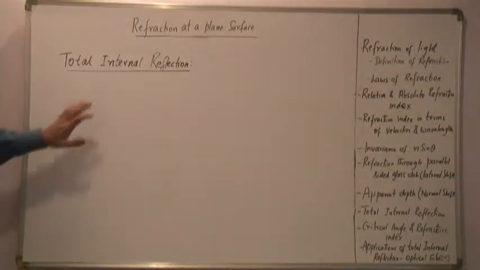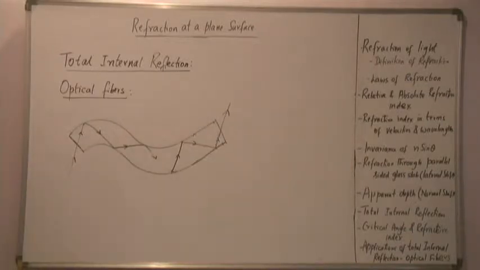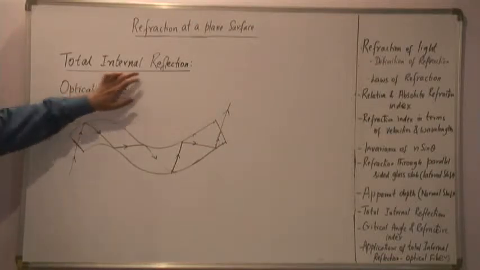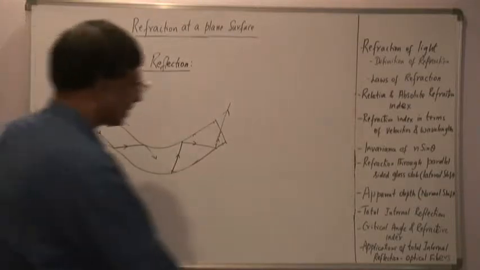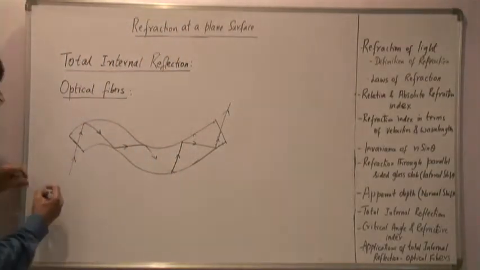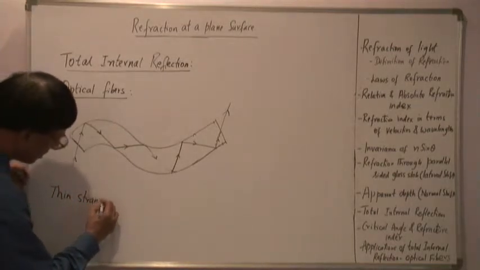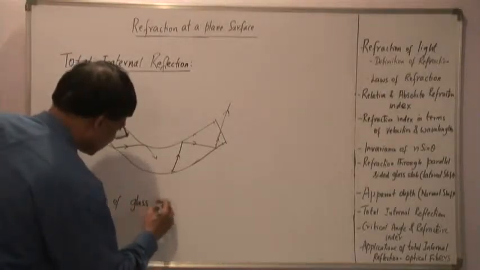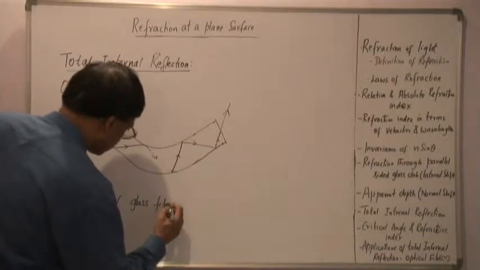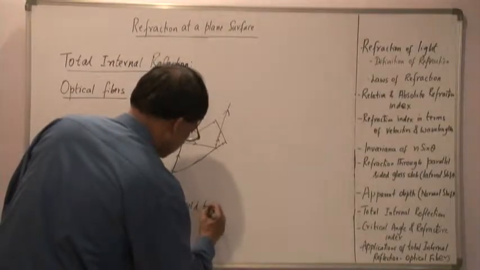Okay. Now let us look at the applications of total internal reflection. Here we are considering optical fibers. An optical fiber is basically thin strands of glass fiber held together.